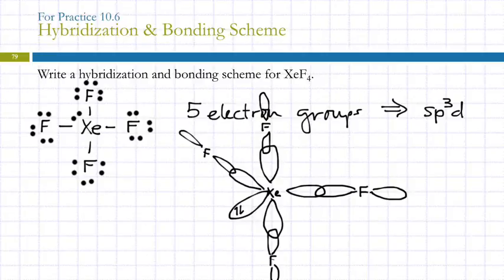And then we're supposed to identify what these bonds are. All of these bonds are actually the same kind of bond. They're sigma. They are sigma bonds, and they are between xenon. What kind of orbital is xenon using? sp3d. They're between an sp3d hybrid orbital on xenon, and fluorine is using an unhybridized p orbital.